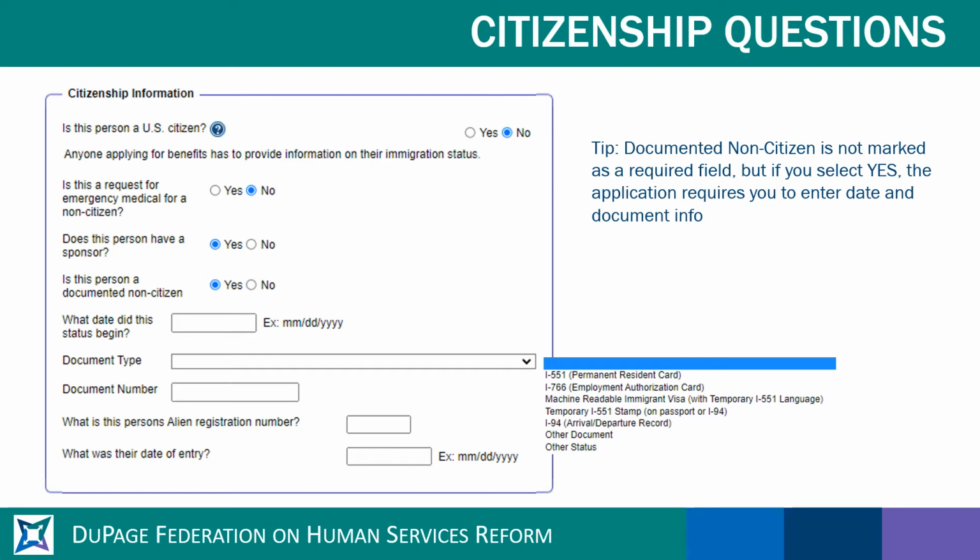And if they do have status, we need to enter what documents they have. If they have a green card or a work permit, or if it's an I-94 arrival departure record, we want to enter their USCIS number, or some old language for that is the alien registration number. We want to enter those documents and that information because it is important for the state worker to run their eligibility check.